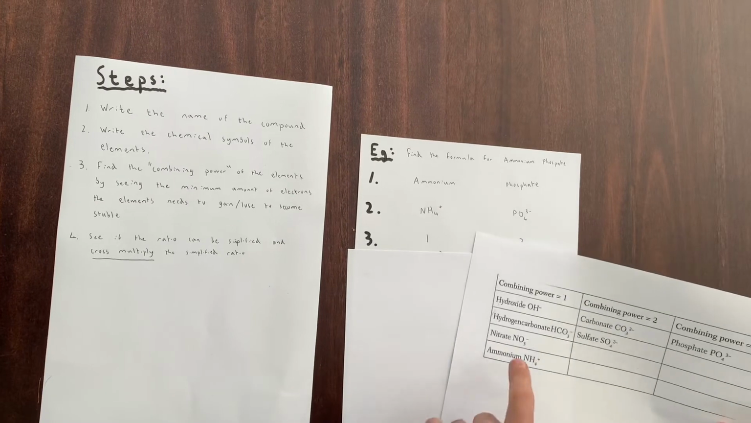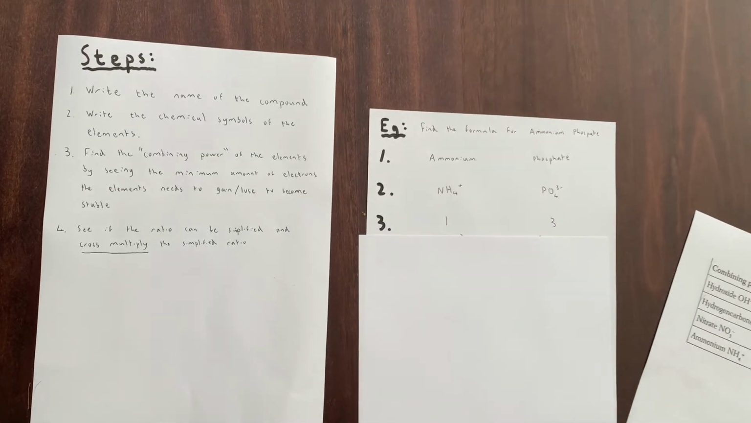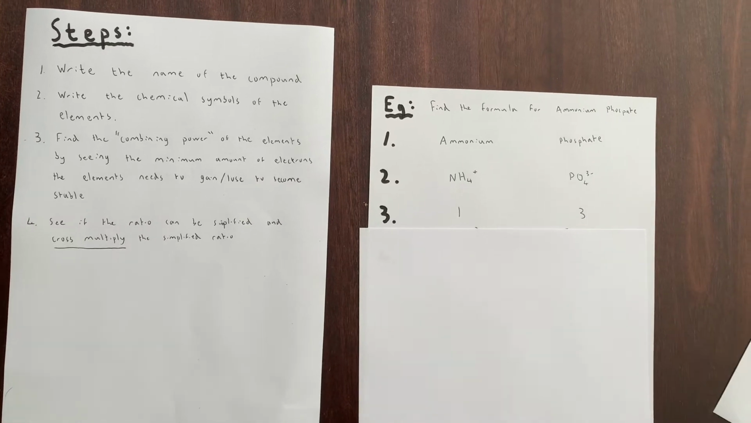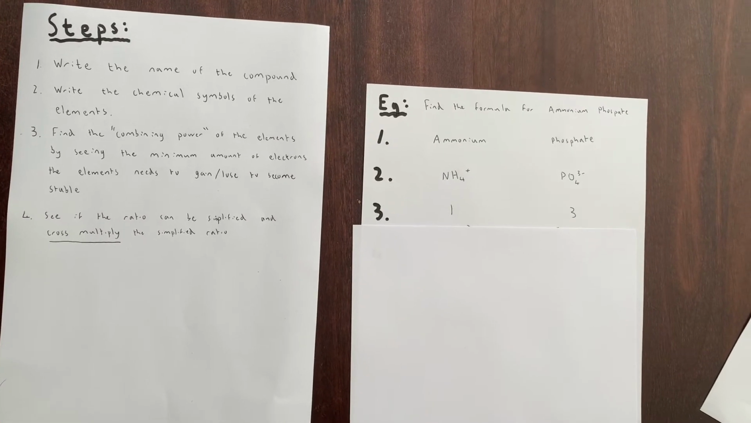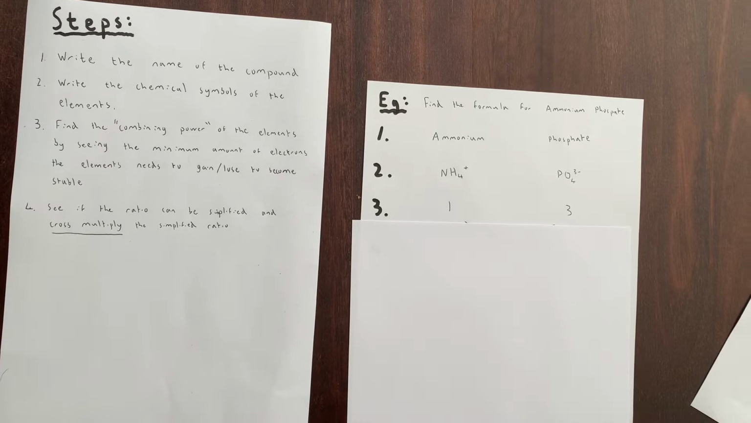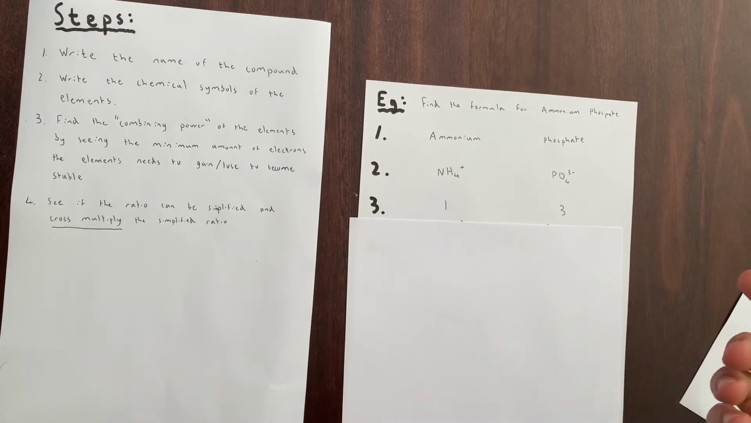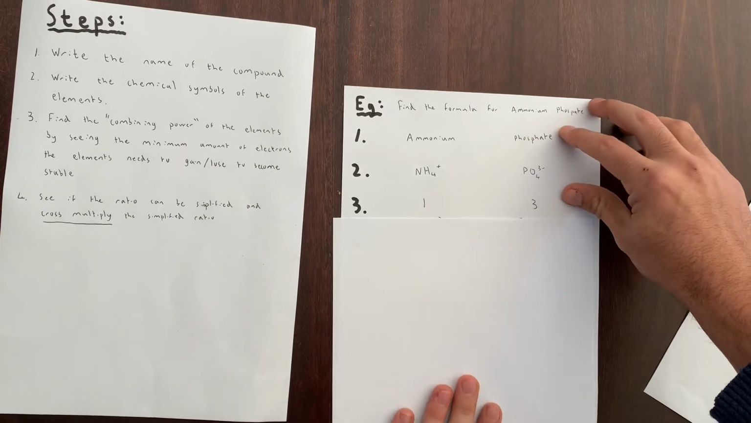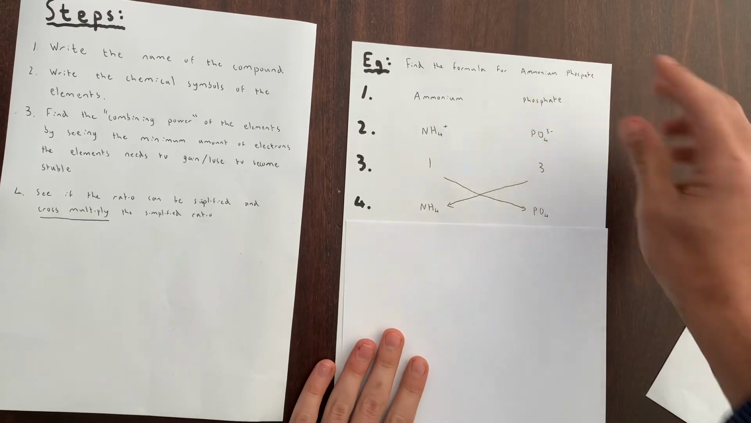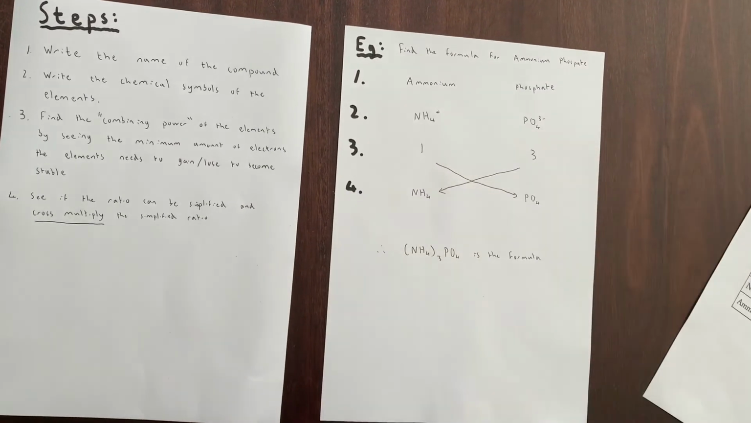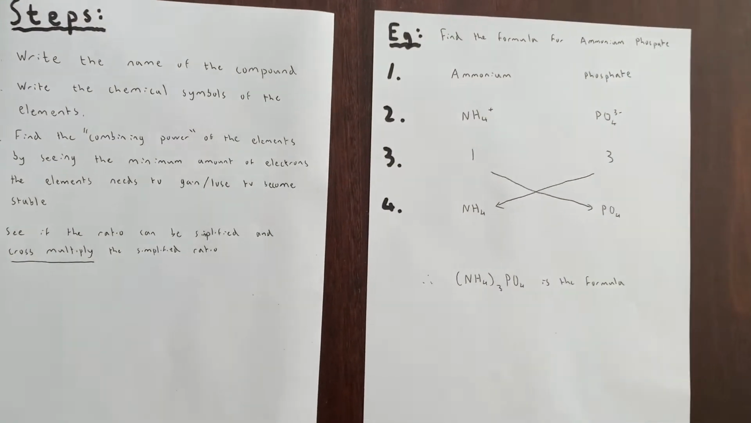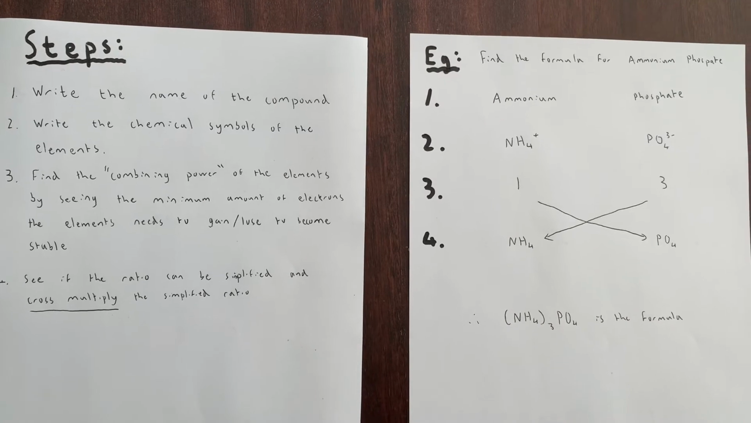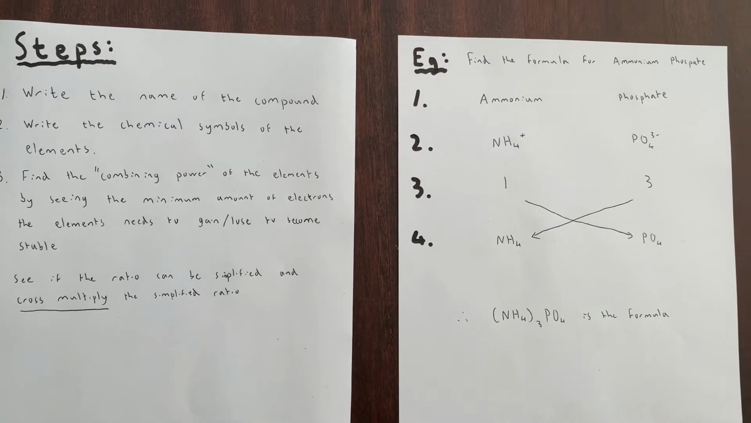So now the next step is we write the combining powers. Okay, so as I said, 1, 3. We don't need the signs. The signs are not important. If they're giving you an element, it means that it should be fully balanced, guys. So we don't need to put the signs in at all. So now we need to see if we need to simplify the ratios. 1 and 3 can't simplify that ratio anymore, so we go straight to step 4. We write down the names again, cross multiply, so we know the chemical formula for ammonium phosphate is NH4 in brackets 3 PO4 is the formula, guys.